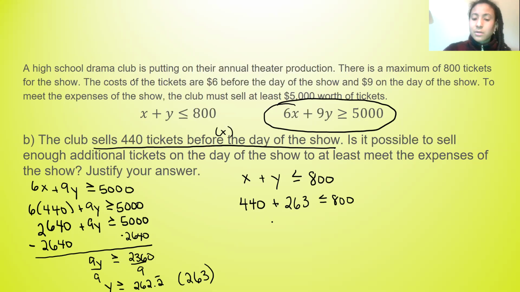And now it's just a check question. 440 plus 263 is 703, less than or equal to 800. And is 703 less than or equal to 800? Absolutely. So yes, we do have enough tickets.